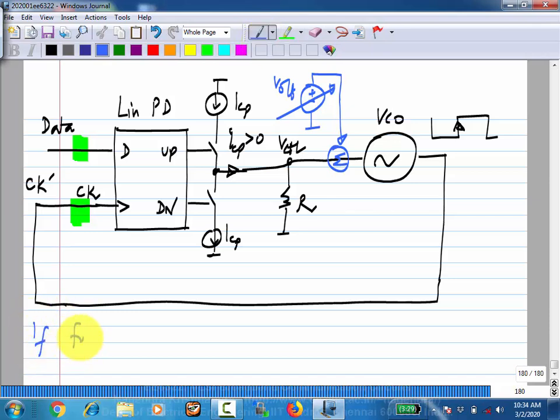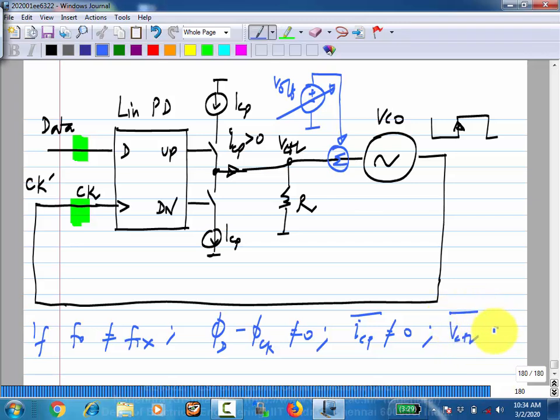So if F0 is not equal to Ftx, then this will not be 0, or the average ICP will not be 0, or the average V control will not be 0, and so on. Okay? Is this okay? So then what do I do? So essentially what I should do is, I have to continuously vary V offset until I can look at any of these quantities until they become equal to 0, right?